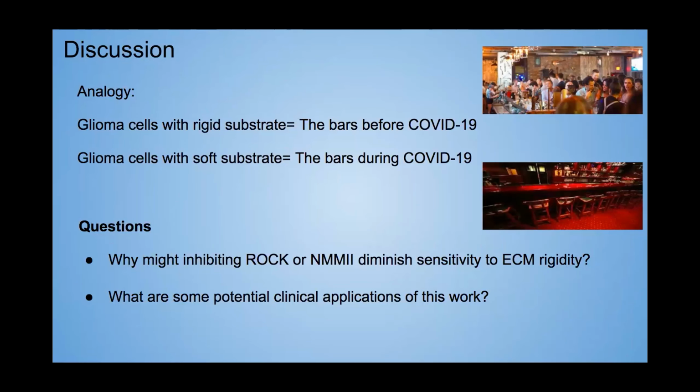Oh, great. So I'll open up all the rooms here in a second. Let's just go over the questions again. If we inhibit myosin through ROCK or myosin itself, why does that affect cell sensitivity to the ECM, and what are some potential clinical applications of this work? Great questions. Also, we acknowledge that second question is pretty darn tough. So obviously, we're not really expecting anyone to have any incredible answers right off the bat. So apologies, that is a tough one.